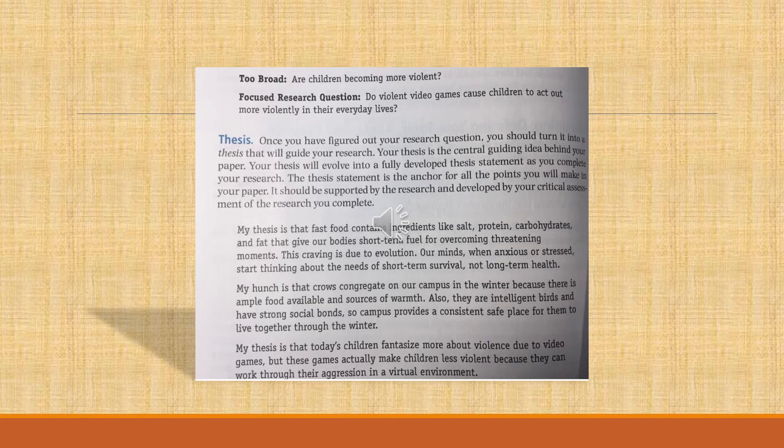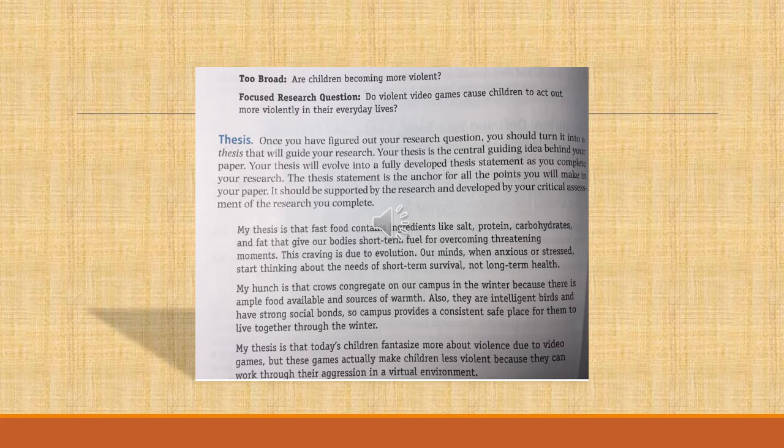So my thesis is, and I'm just reading from the slide, fast food contains ingredients like salt, protein, carbohydrates, and fat. They give our bodies short-term fuel for overcoming threatening moments. This craving is due to evolution. Our minds, when anxious or stressed, start thinking about the needs of short-term survival, not long-term health. My hunch is that crows congregate on our campus in the winter because there's ample food.